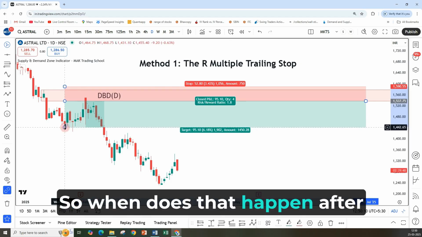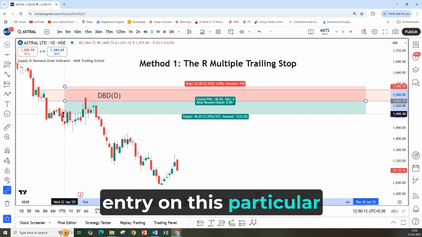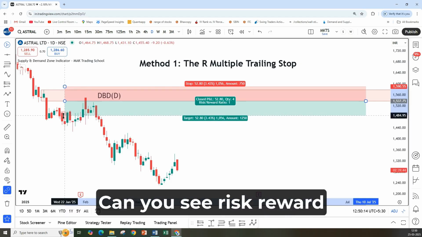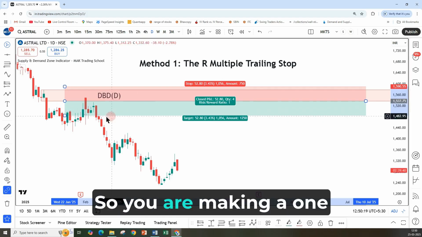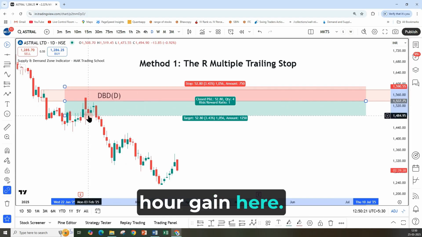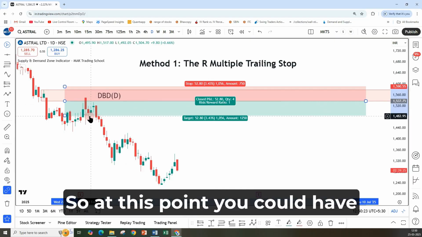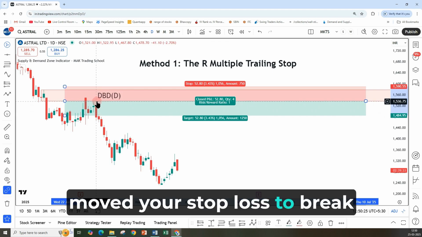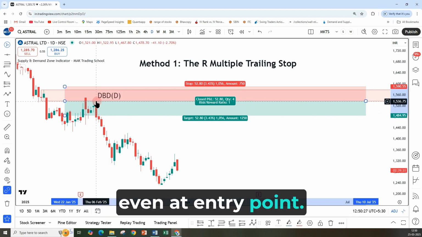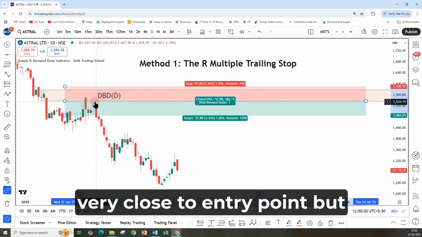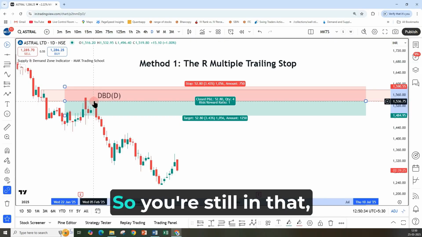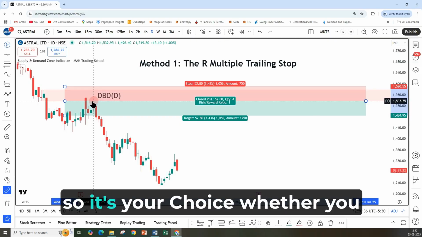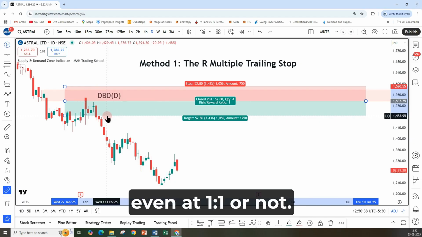So when does that happen? After entry, on this particular candle itself. Can you see risk reward ratio 1? So you are making a 1R gain here. At this point, you could have moved your stop loss to break even at the entry point. This particular candle came very close to the entry point but did not take that stop loss, so you're still in that trade. It's your choice whether you want to move it to break even at 1:1 or not.